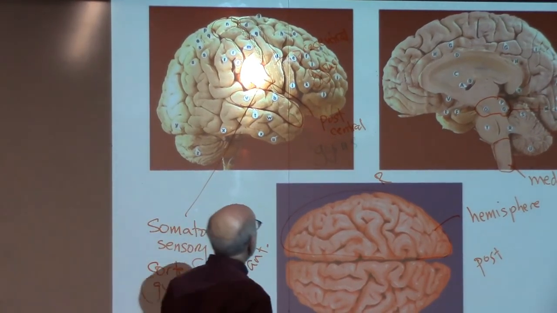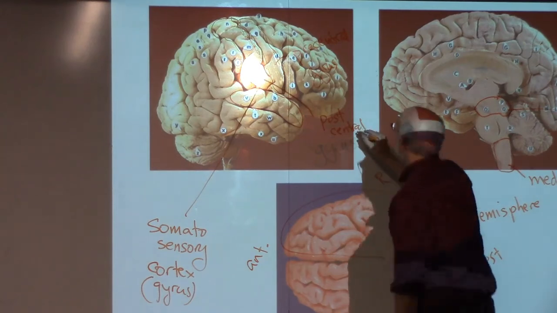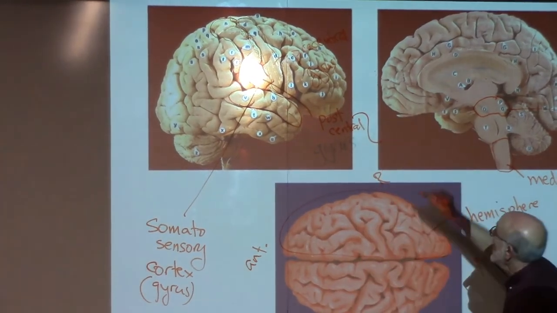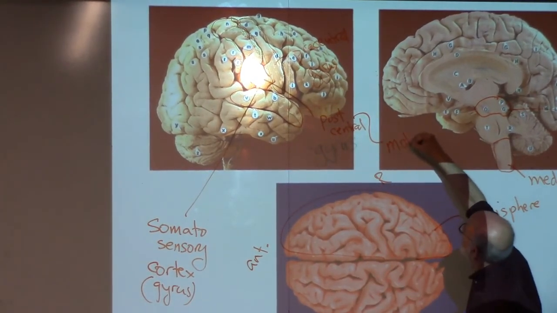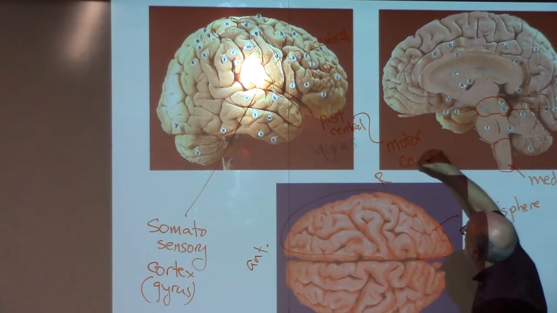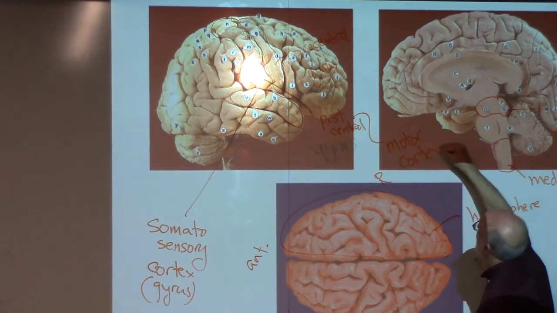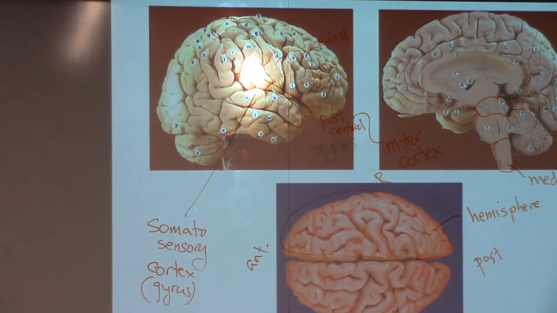The pre-central gyrus has a function. It's the motor cortex. It's important for movement. So you could label the pre-central gyrus with two names: motor cortex, pre-central gyrus.